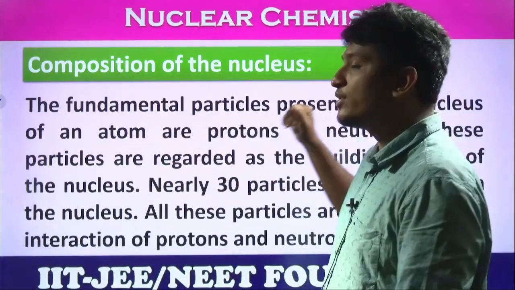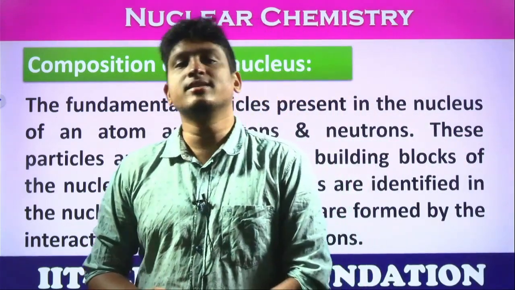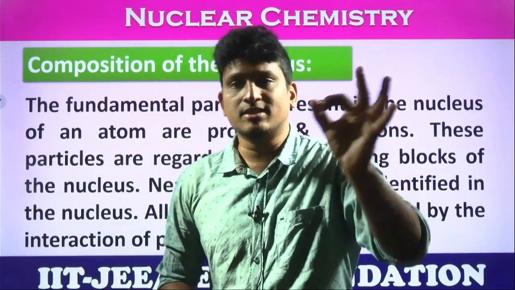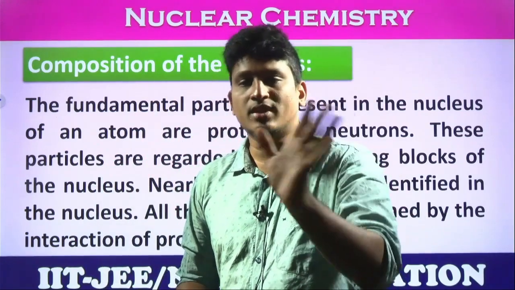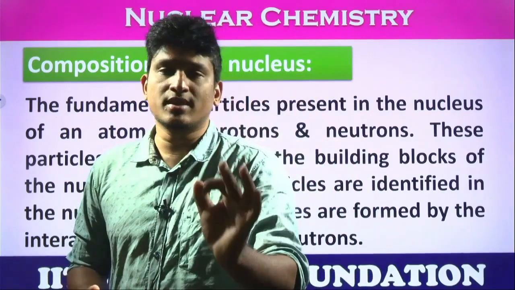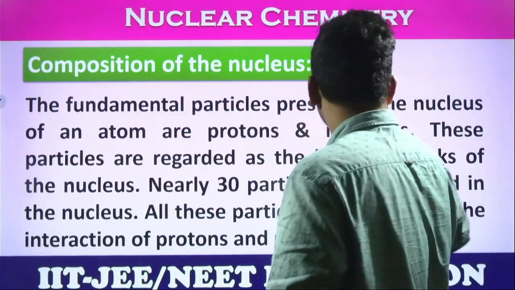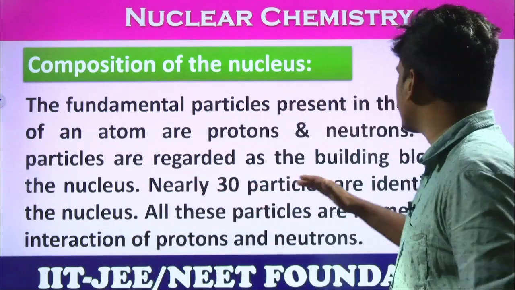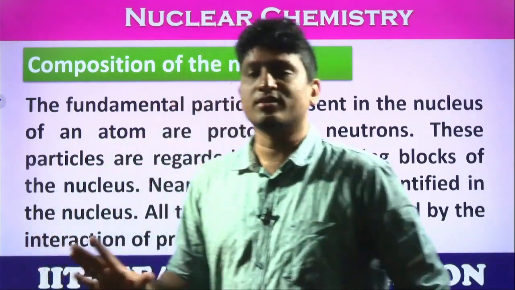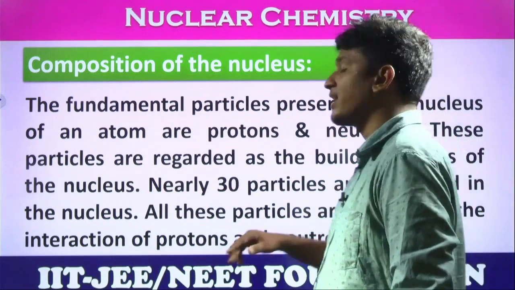First of all, the composition of the nucleus. Like I already said in the introduction, the nucleus is made up of protons and neutrons. Protons are the positively charged particles, neutrons have no charge, neutral, electrons have negative charge. The fundamental particles present in the nucleus of an atom are called protons and neutrons. These particles are regarded as the building blocks of the nucleus. Nearly 30 particles are identified in the nucleus. All these particles are formed by the interaction of the protons and neutrons.